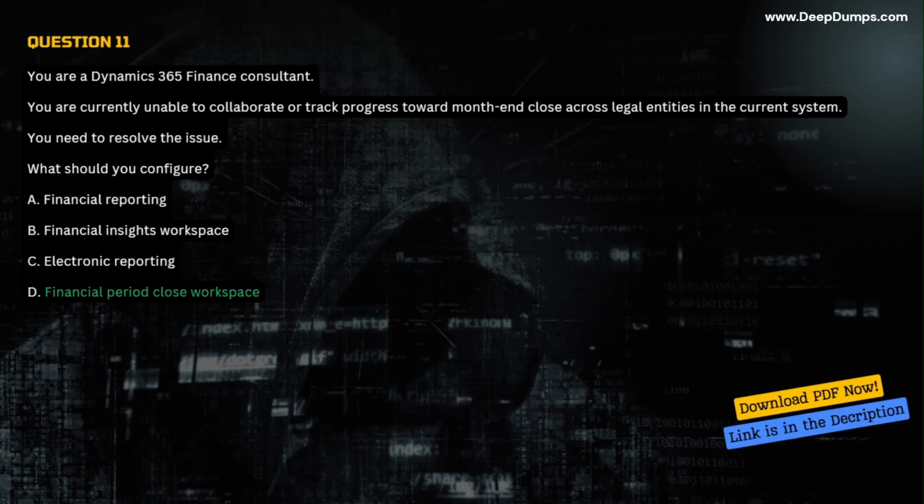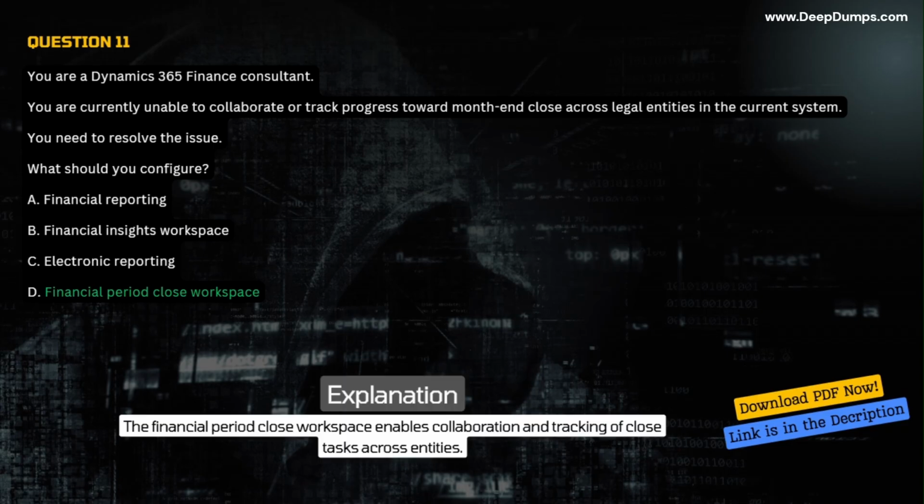Correct answer D. Financial Period Close Workspace. Explanation. The Financial Period Close Workspace enables collaboration and tracking of close tasks across entities.